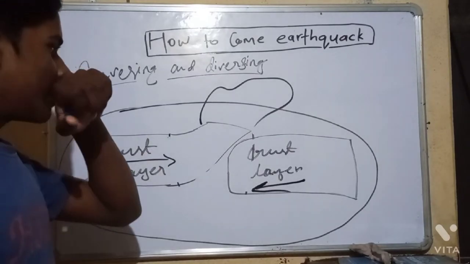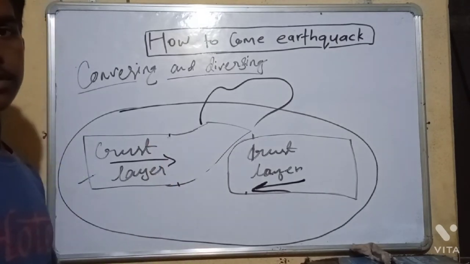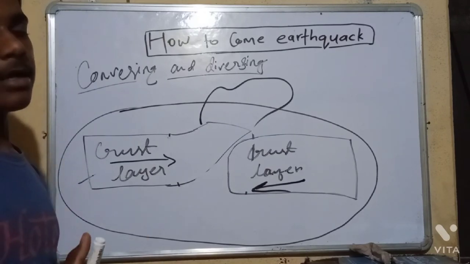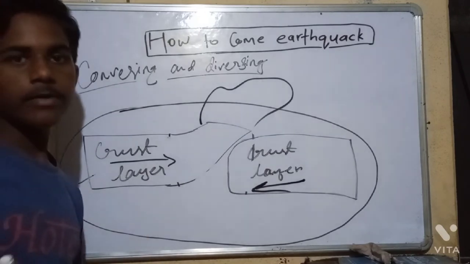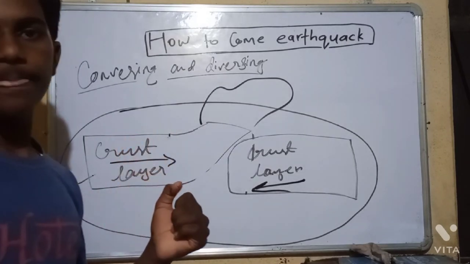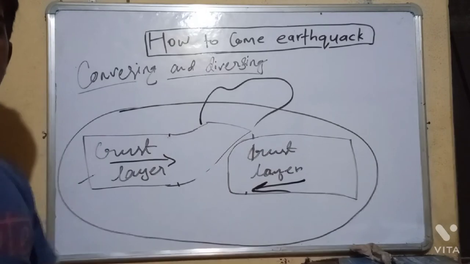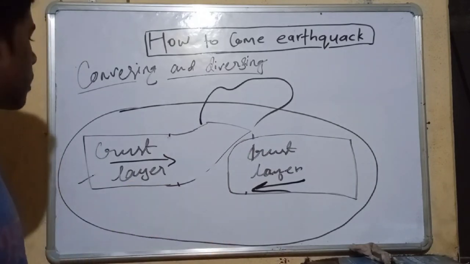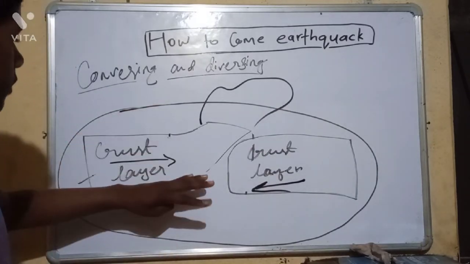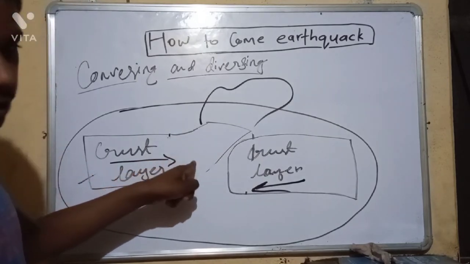Our states of Jammu and Kashmir, Assam, Sikkim, and Nepal, sorry, Nepal is a country, and Mount Everest, all of these come in a seismic zone, and Mount Everest is formed by the converging of crust layer. Mount Everest is formed due to this case.